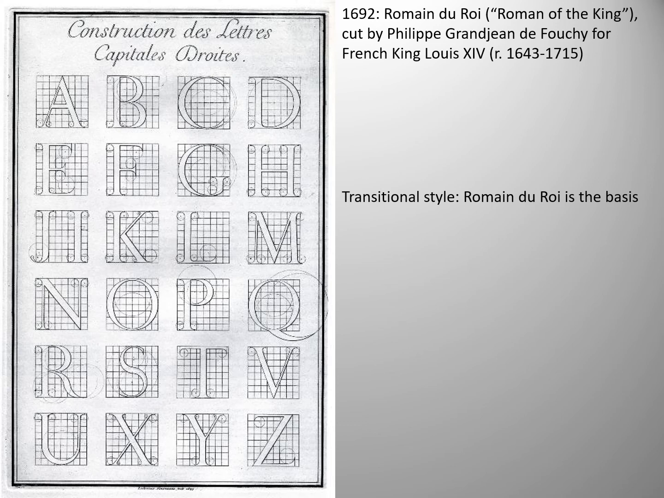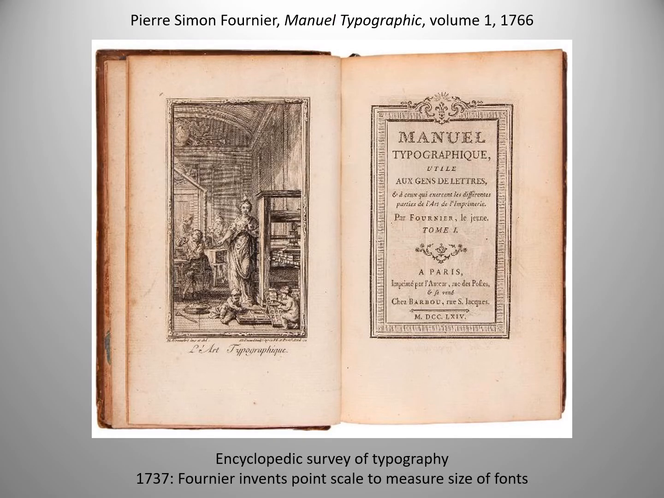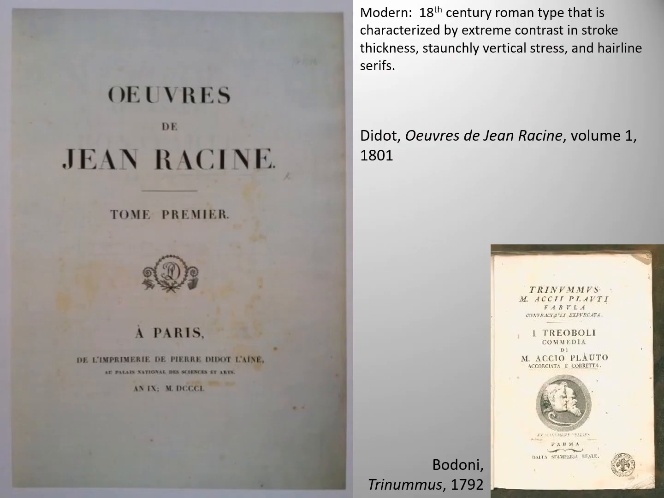This becomes really important because it makes it reproducible, and that begins a process by which you can pay to use a certain type of typography. So here, this is an encyclopedic survey of typography from 1766, and what you'll see that's important here is it includes all of the measurements of different types of typography. And I love this picture here because you can see the little putti playing with the individual bits of type down in the lower right.